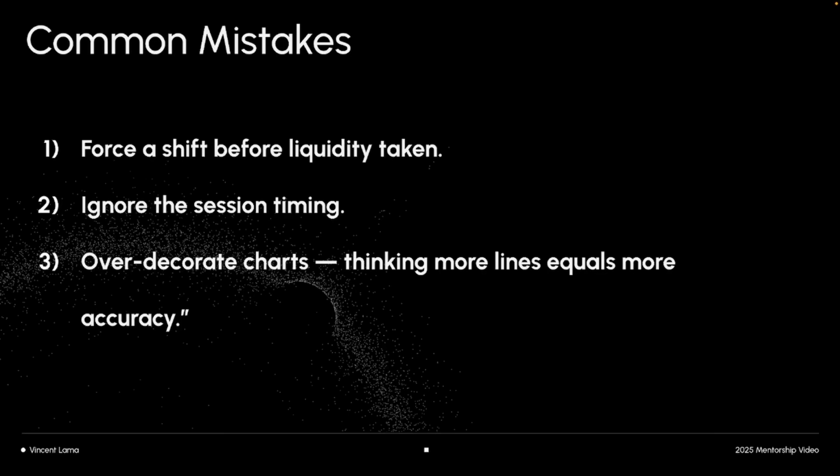So most traders fail here because they try to force a shift before liquidity is taken. They just pick any market structure shift and enter off that. We're not pattern traders. We depend on context and we react to what price is doing. Or they're ignoring the session timing. That kind of ties into the first one, where they're just trading random times like a Sunday at market open, which makes no sense. Or they over-decorate their charts, thinking more lines equals more accuracy.